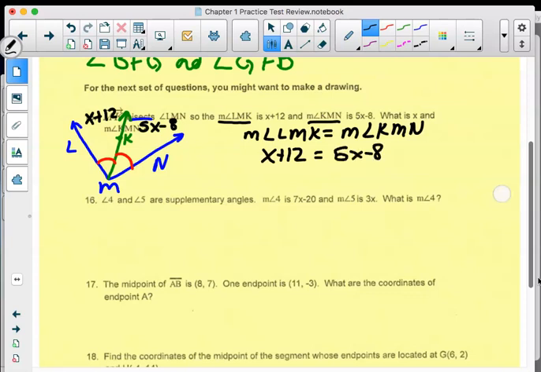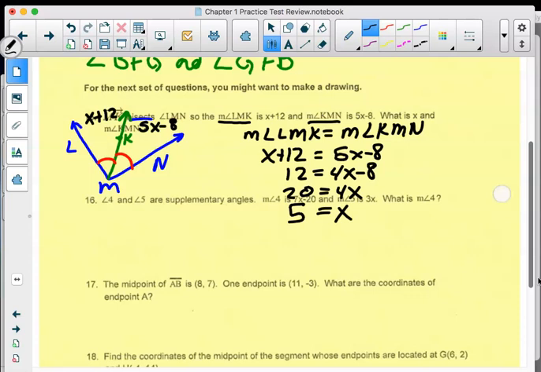So now I'm going to subtract x from both sides. 12 is equal to 4x minus 8. I'm going to add 8, and 20 is equal to 4x. Now, dividing by 4, x is equal to 5. So I know x is 5. So they asked me to find x.